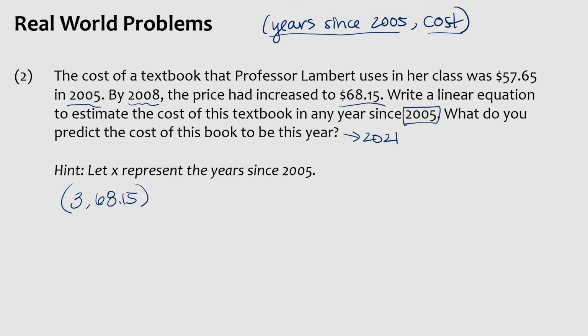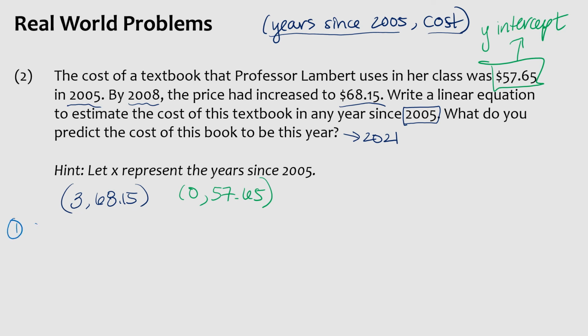Now we've got this other cost here, this lovely $57.65, and that's in actual 2005. Well, if I think about this, 2005 is 0 years from 2005. So this is actually my y-intercept. That's kind of fun and sneaky. But really it's just the point 0 and 57.65. I'm back to the old 2-point system thing.